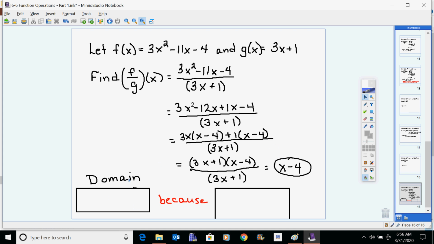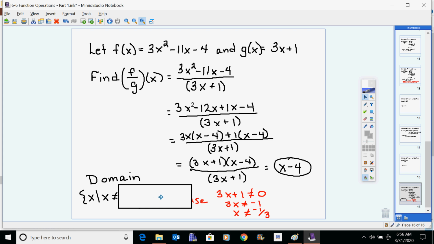And so we need to then consider our domain. X minus 4 is a very nice simplified thing, but we have a restriction because back in our original expression, 3x plus 1 can't equal 0. So I want to just show you a little bit how you can find that. 3x plus 1 can't be 0, so you solve it just like it's an equal sign, and you get negative 1/3. So our domain is all x such that x can't be negative 1/3.